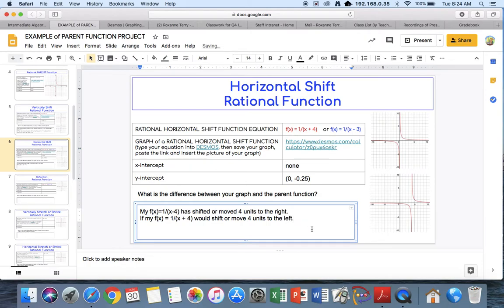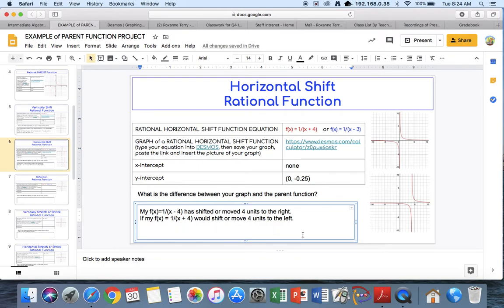So what I do notice too is that with the plus you would think it would go to the right because all the numbers that are positive go to the right, but it doesn't. It's the opposite. So just something to be aware of. So when you're adding something to your x, it's going to do the opposite of what you think it will. Or if you're subtracting something from your x, then it will go in the opposite direction. So that's the big difference.